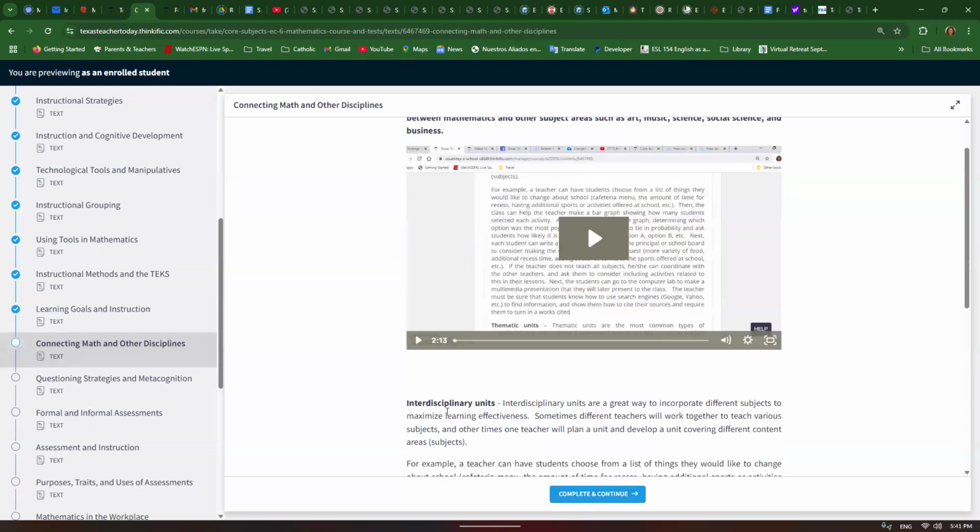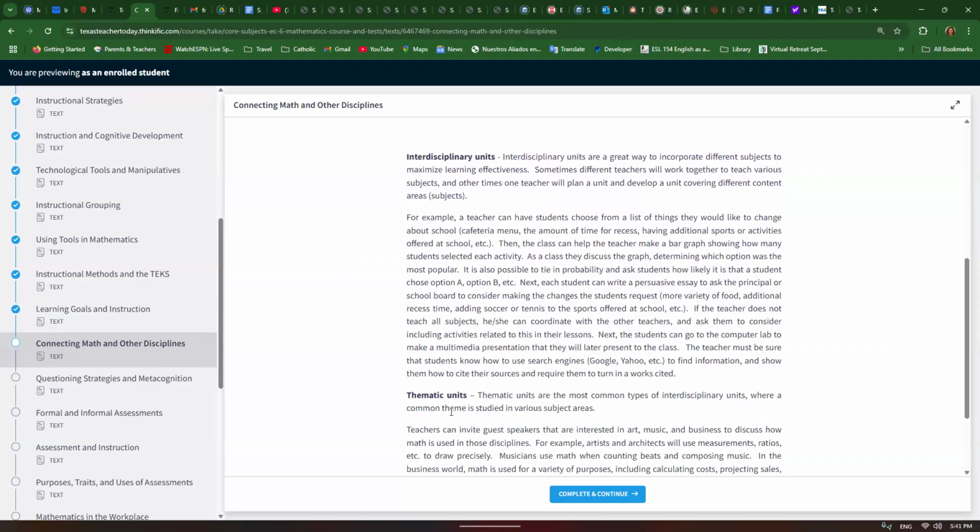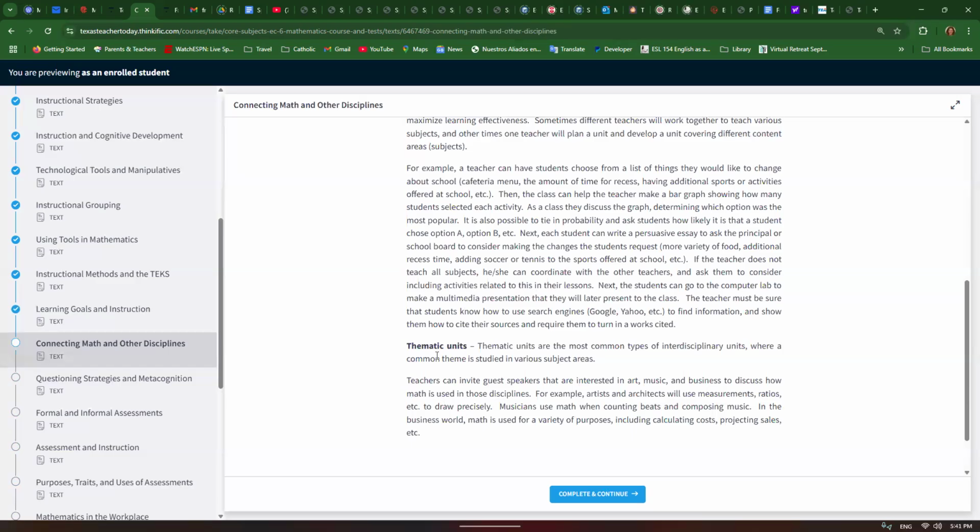We want to plan interdisciplinary units where we connect different subjects. So we connect math to science, social studies, language arts, and that's very effective. Also, we want to use thematic units where we have a theme. So for example, maybe your theme is apples and you do a unit on Johnny Appleseed. And it's interdisciplinary because you connect math, science, social studies, language arts.